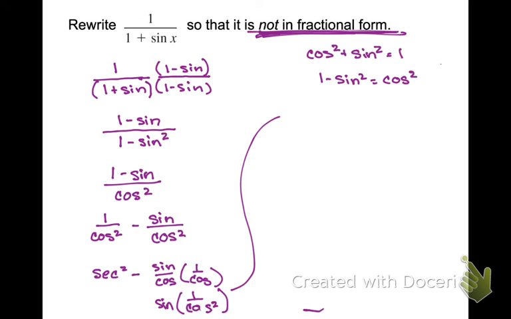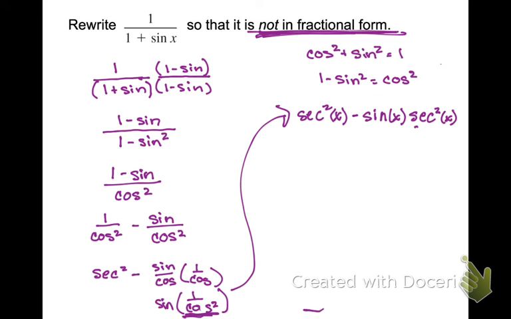Okay, so I'm going to come up here. That would give me secant squared x, because I think I'm getting close, so I probably should put back my x, right? Minus sine of x times secant squared x. Because this 1 over cosine isn't 1 over cosine squared. Isn't that secant squared? Oh, yeah.